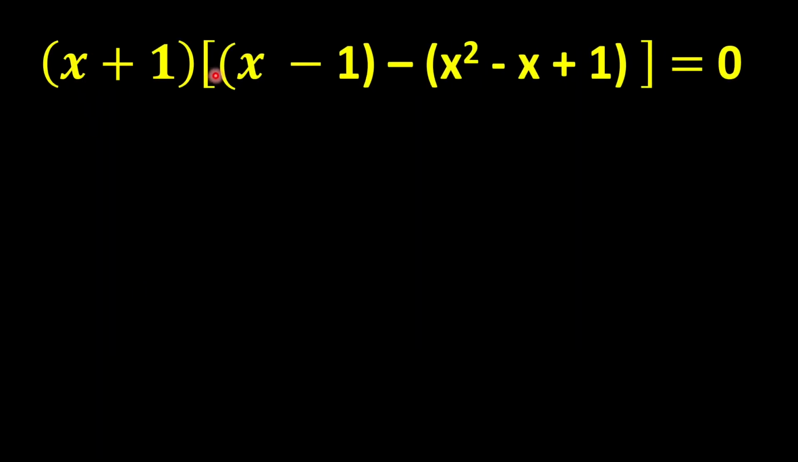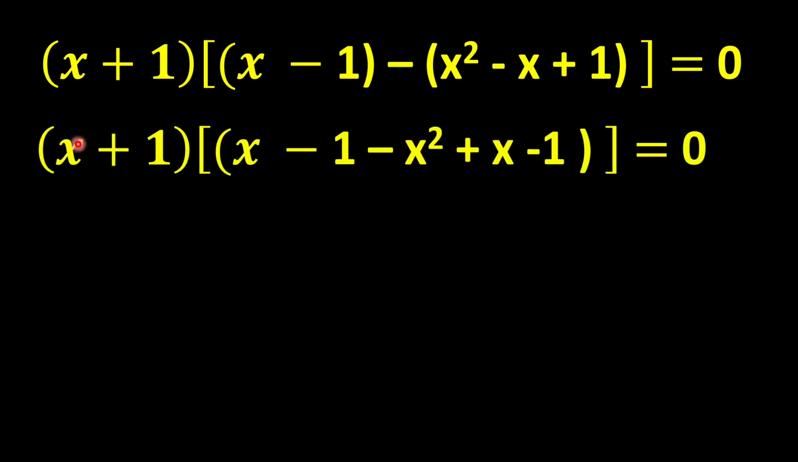So now x plus 1 into x minus 1 minus x square minus x plus 1 equals 0. So now we will multiply this minus with these terms. So it will become x plus 1 into x minus 1 minus x square, and this minus multiplied by minus equals plus, so plus x, and this minus will multiply with this plus, so it will become minus 1 equals 0.